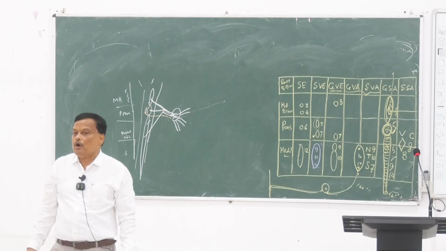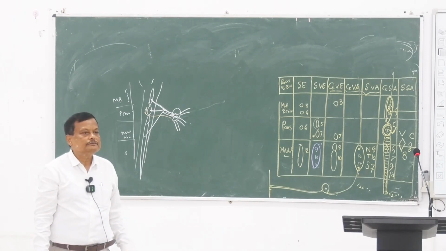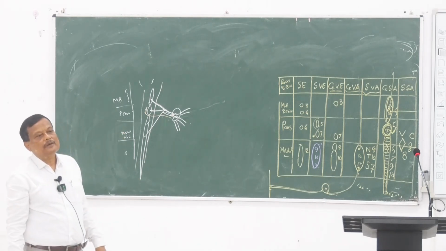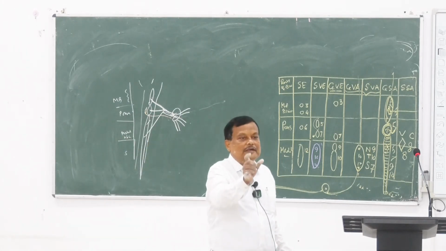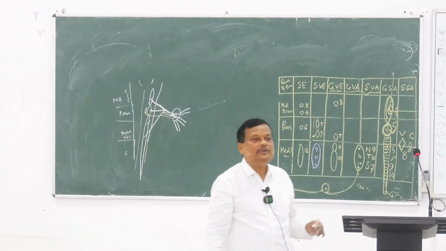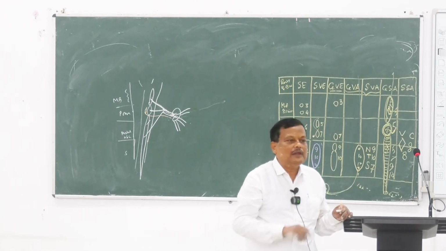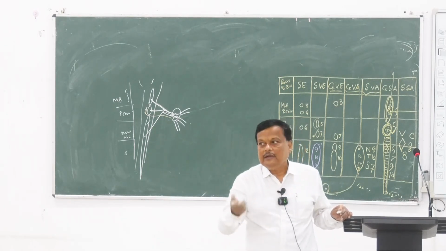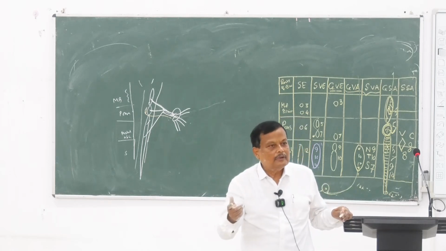The highest branch is the ophthalmic, the middle branch is the maxillary, and the lower branch is the mandibular nerve. So the origin of the ophthalmic, maxillary and mandibular nerve actually is the trigeminal ganglion. If asked what is the origin of the ophthalmic nerve? Trigeminal ganglion. What is the origin of the maxillary nerve? Trigeminal ganglion.